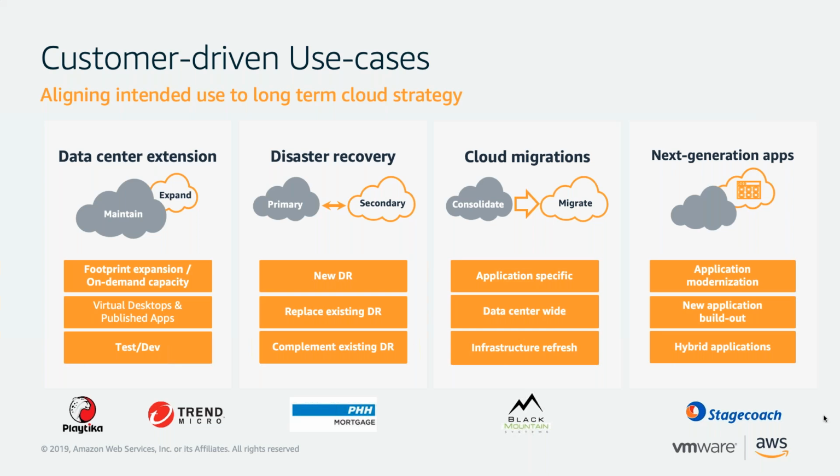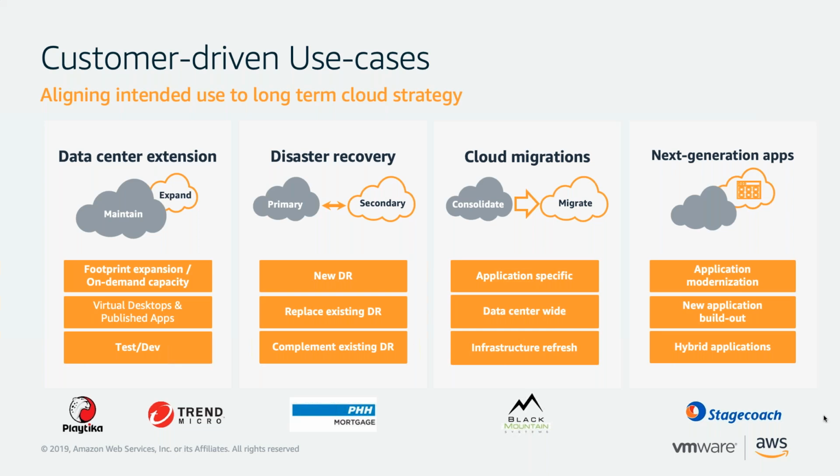Playtika is a good example of a customer who had this requirement where their on-prem data center was just about full. They desperately needed new capacity, and within 5 days they were able to deploy over 600 workloads into VMware Cloud on AWS and extend their existing data center.